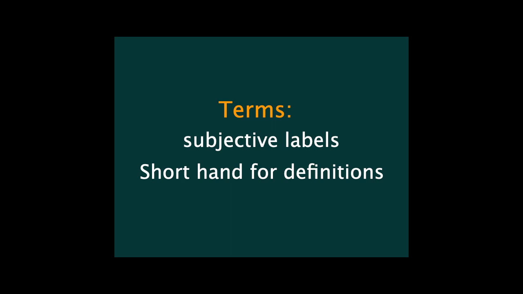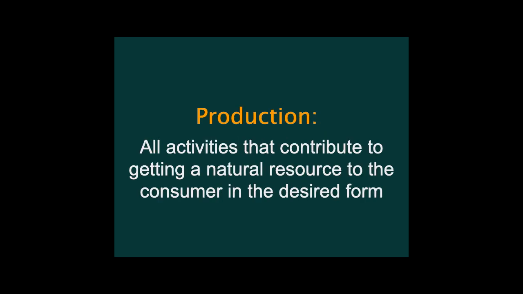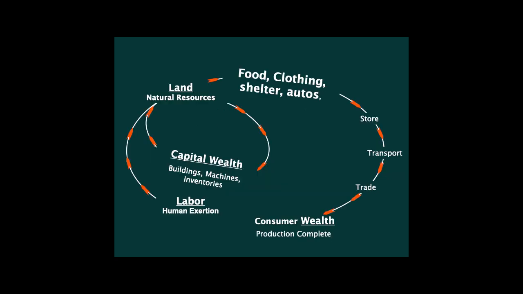So in political economy, when we say production, we're talking about all activities that contribute to getting a natural resource to the consumer in the desired form. So we're talking about plowing a field, digging minerals, waiting on a customer in a department store. Anything that gets a natural resource to the consumer in the desired form is part of production.